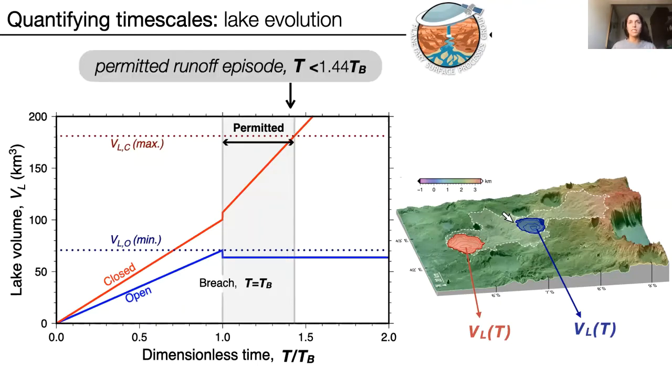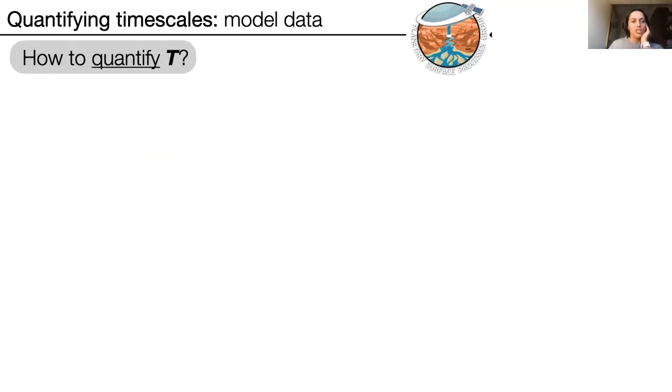And for example, for this system, we find that the permitted runoff episode, or the time after breaching, could only be about 44% of what it actually took to first breach the first lake, which is quite short. And so these relationships give us an idea of the relative lake timescales, at least with regards to filling and breaching and subsequent overflow of the lakes.